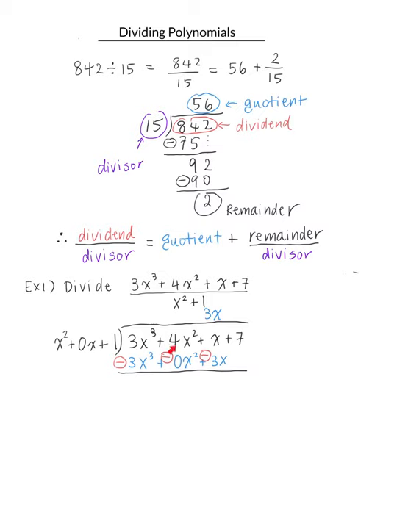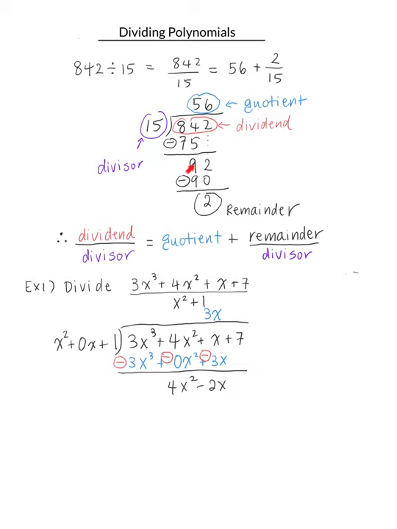All right, now let's go over here. We have 4x squared minus 0x squared. So that's exactly the same thing as just 4x squared. Now the next one is this. You have a positive x minus 3x. So that's going to give us negative 2x.